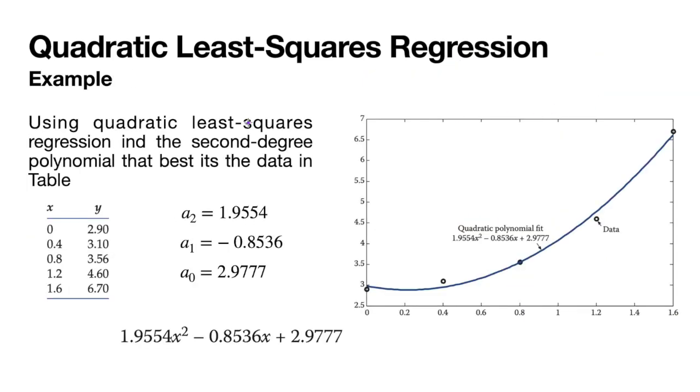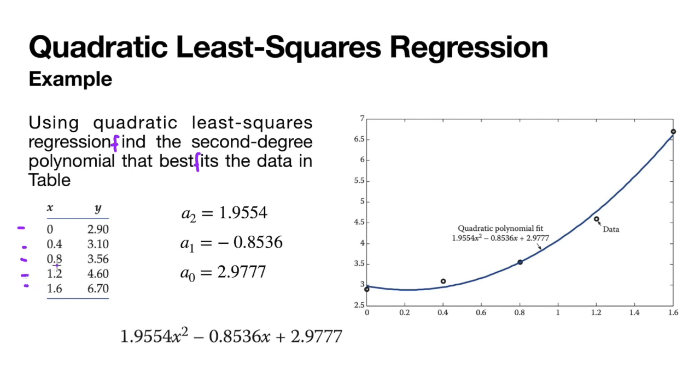So in this example we have to do the same. Using the quadratic least square regression, find the second degree polynomial that best fits the data in the table. So basically we have 1, 2, 3, 4 and 5, five data points.